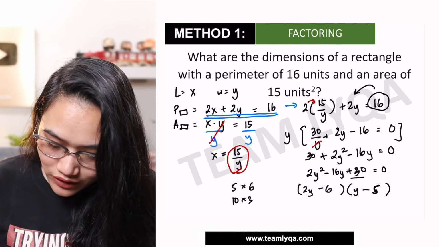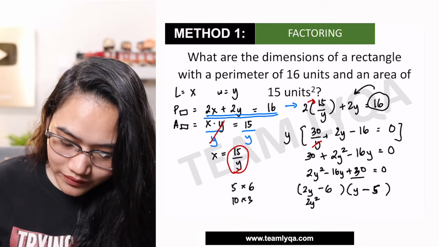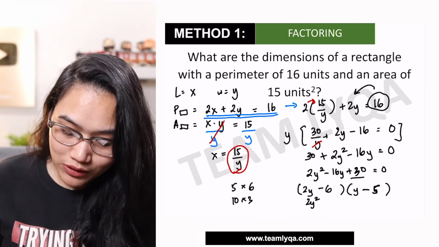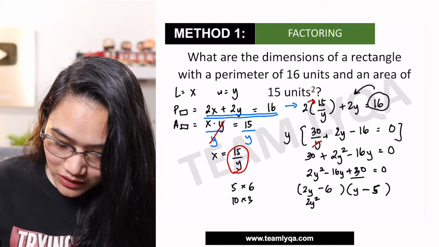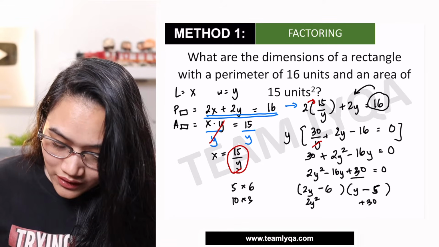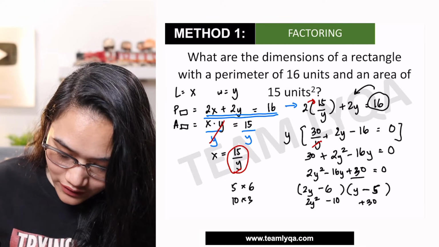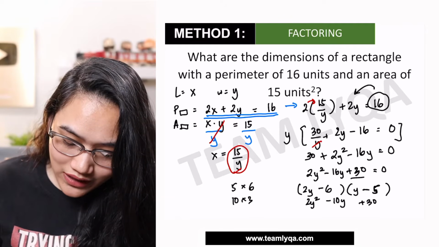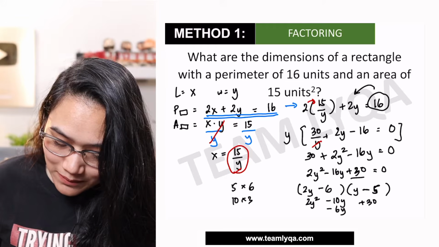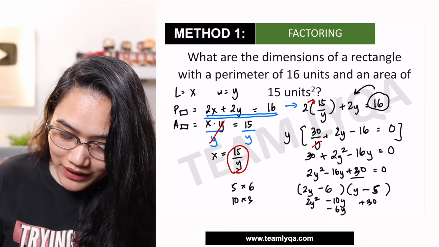Now, when I check this, you will see 2y times y is 2y squared. Then the negative 6 and negative 5, when I multiply them, that is the last term, that is going to give me positive 30. Okay, we're fine there. The middle is what we need to check. 2y times negative 5 is going to give you minus 10y. Then the minus 6 times y is minus 6, or negative 6y. So as you can see, when I combine those, 2y squared minus 16y plus 30. So we're right there.